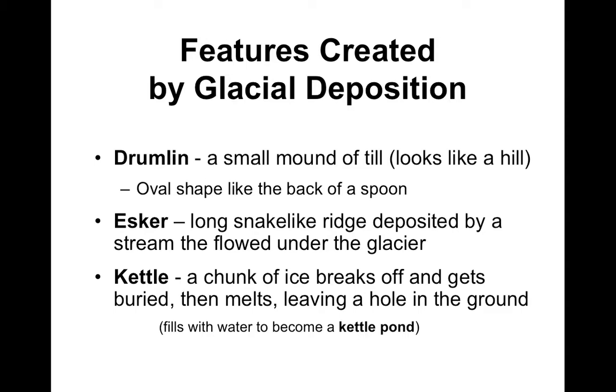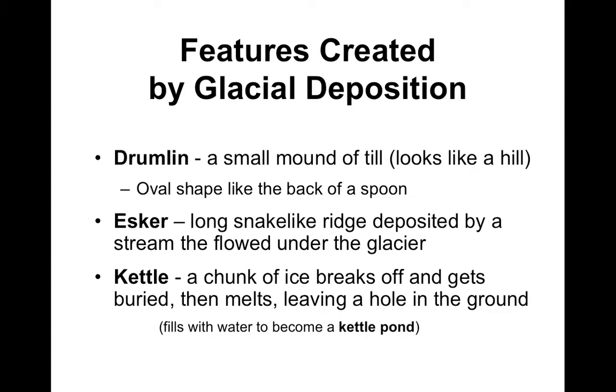So you can usually tell that because it's like a very windy ridge. And then for a kettle, that forms when a chunk of ice breaks off and gets buried, and then when it melts, it leaves a hole in the ground. Often these fill in with water to become kettle ponds.